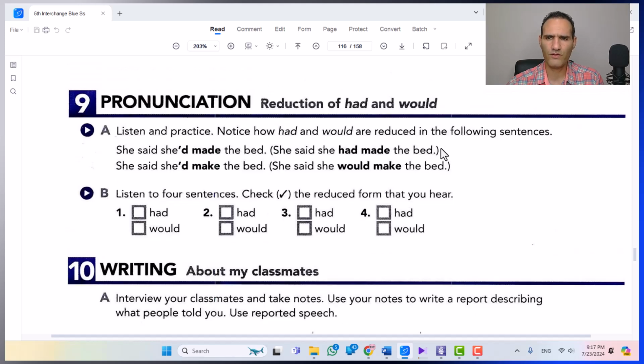A very useful exercise here for you. As you see in the reduction form, had and would, both of them are just a contracted d. So which one is it? How to recognize if it is had or if it is would? Let's see.